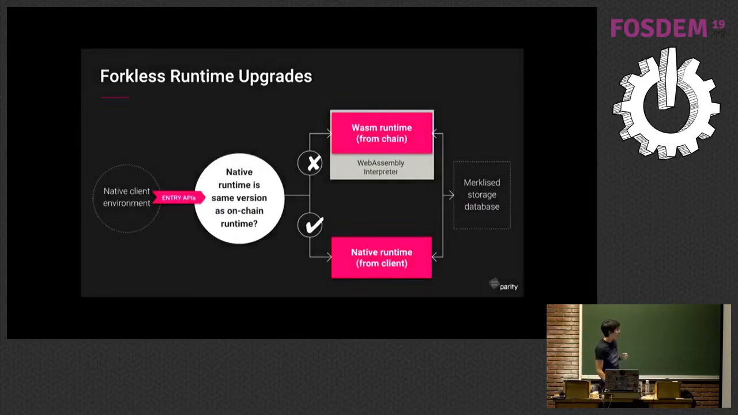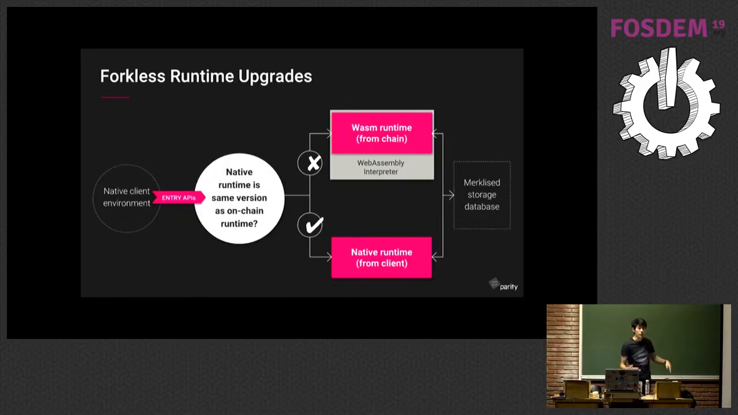So what can we gain by putting the runtime on the blockchain? Well, we can actually avoid forks altogether. We have some simple logic that checks in Substrate whether or not the runtime on the blockchain matches the native binaries on your machine. If they do match, we'll just run the native binaries because it's a little bit faster.